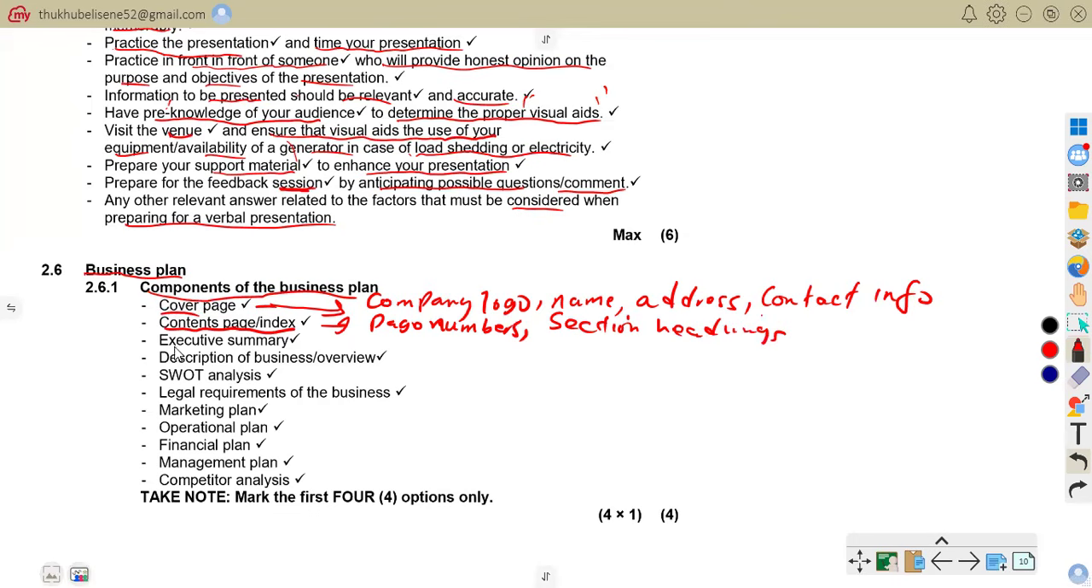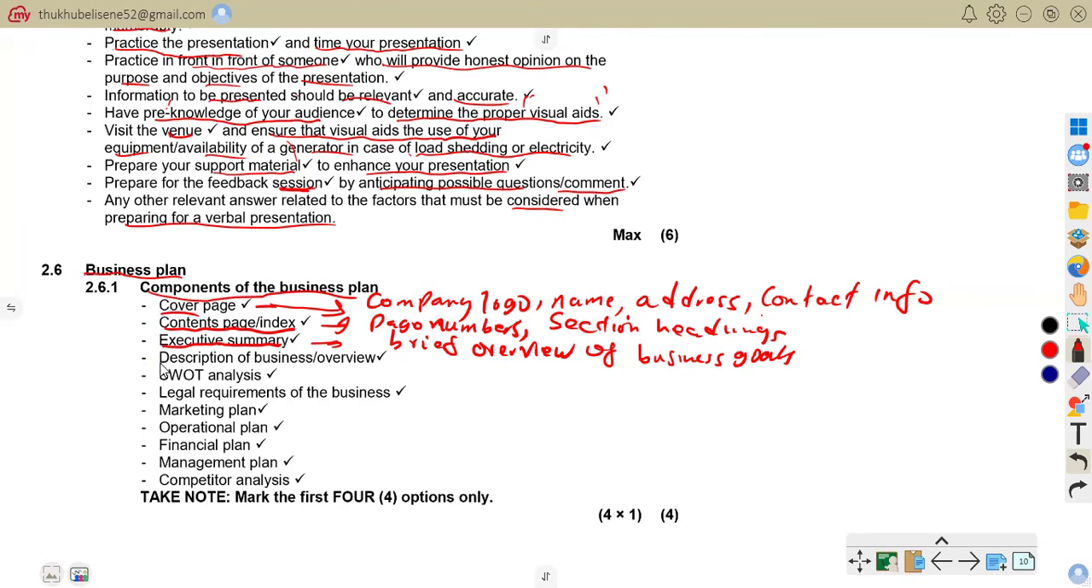Now, executive summary also is a component of business plan. When you're talking about the executive summary, we're talking about a brief overview of business goals, mission, products, or services. Let us make it more clear on executive summary with an example. Like we've said, that is business goals, mission, products, or services.